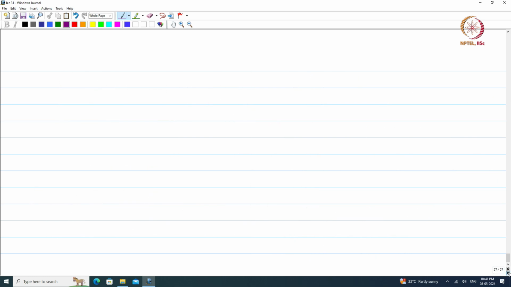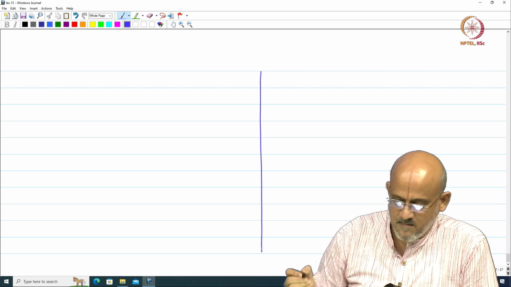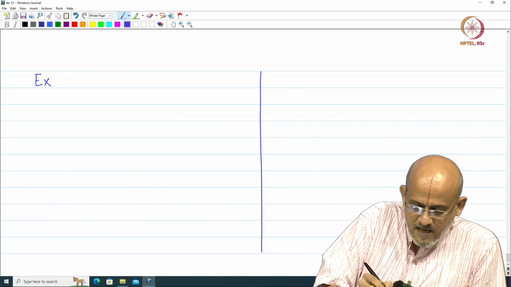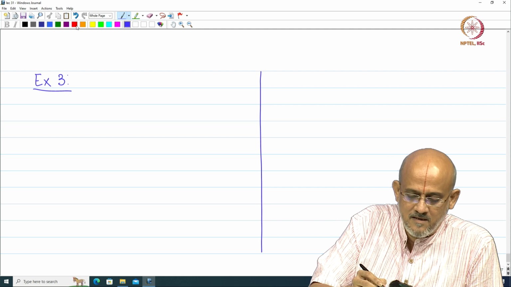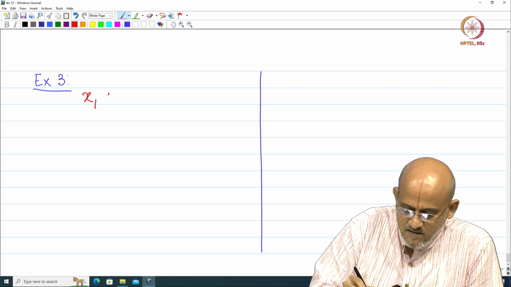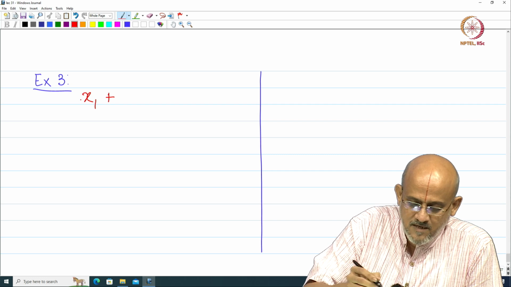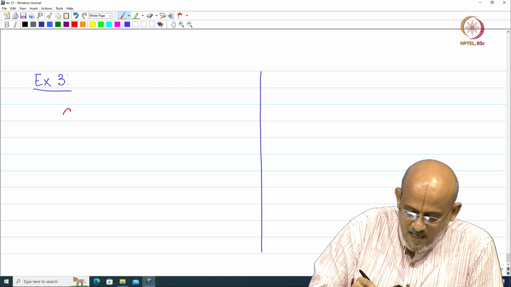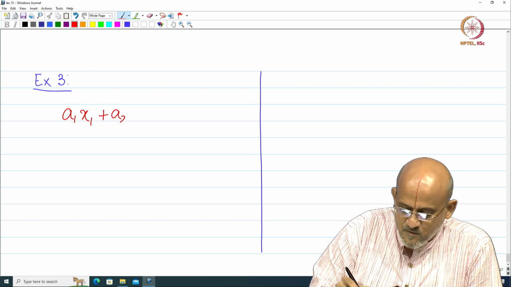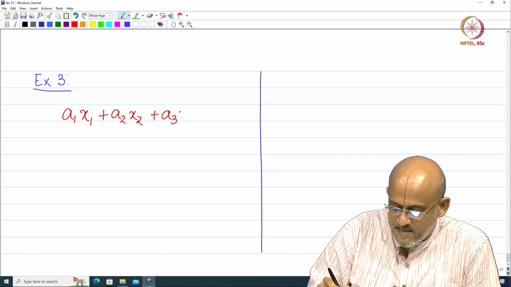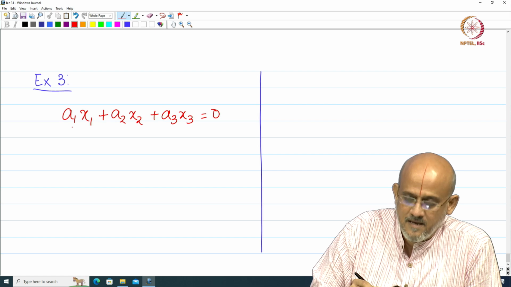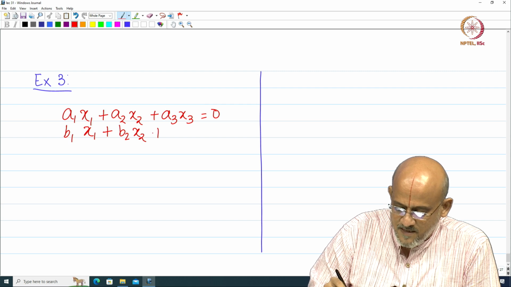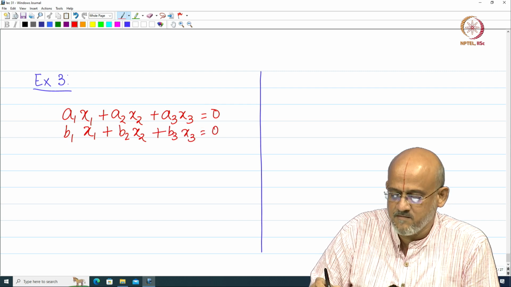Now let us take one more example. What was the example number? Let us take example 3. Let us look at this x1. Let us even make this generic, then we will understand better. So we will have a1 x1 plus a2 x2 plus a3 x3 is equal to 0, and b1 x1 plus b2 x2 plus b3 x3 is equal to 0.